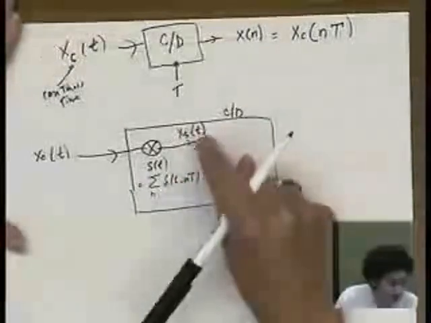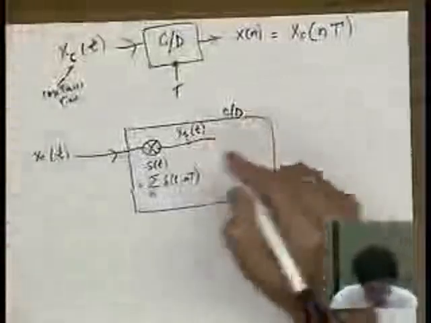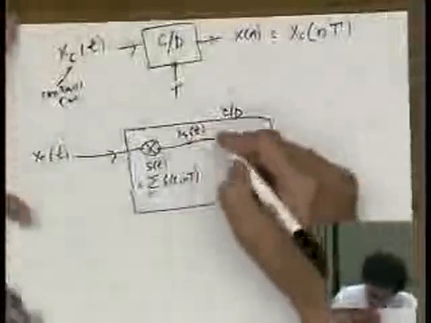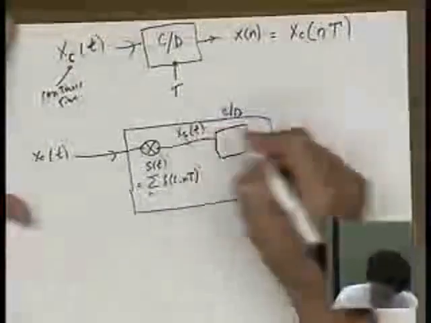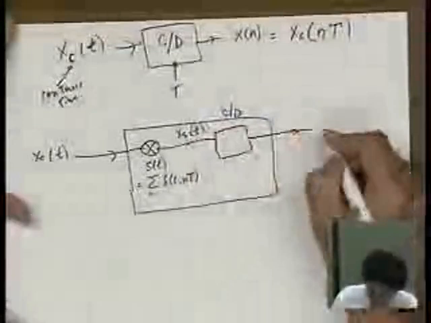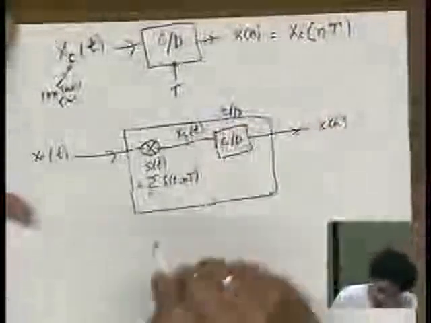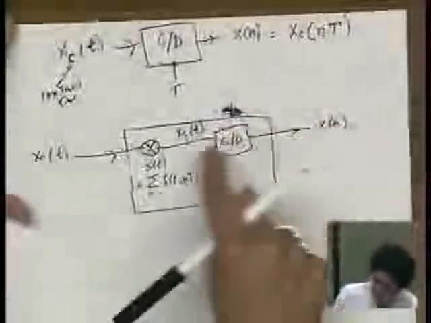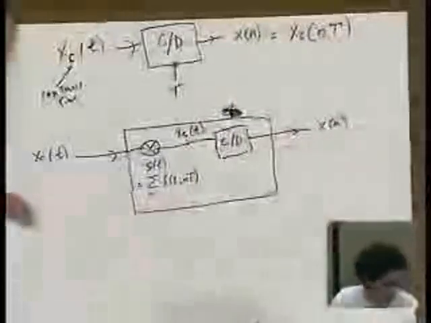It's still a function of a continuous time variable t. And then you convert this. There's a box here that converts the continuous time signal, variable t, to a discrete time signal, variable n. So out comes x sub n. Again, I call it C to D, where it's really a conversion of getting rid of this variable t, replacing it with this n.